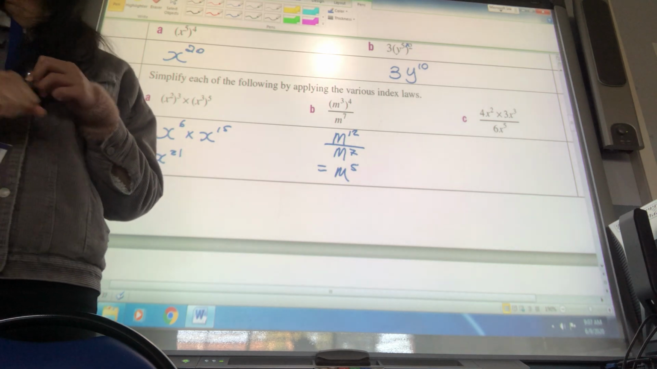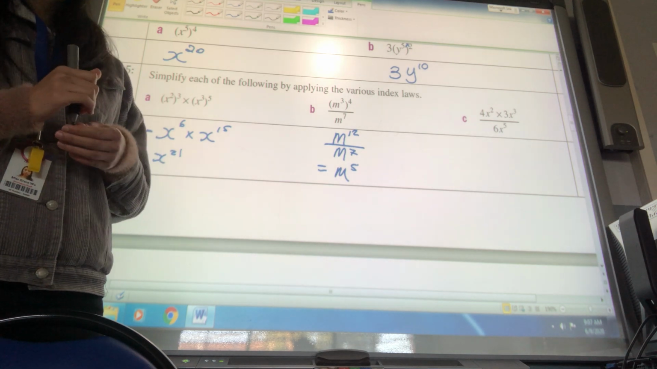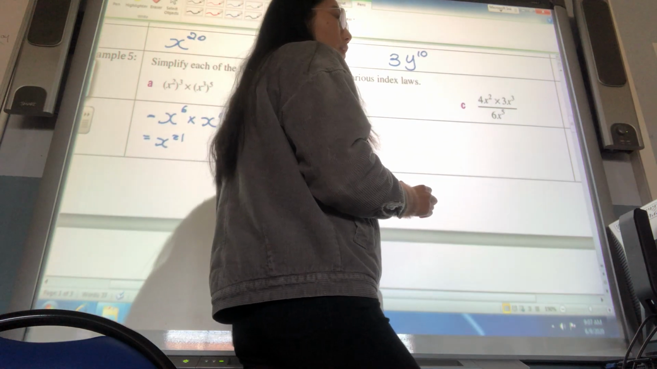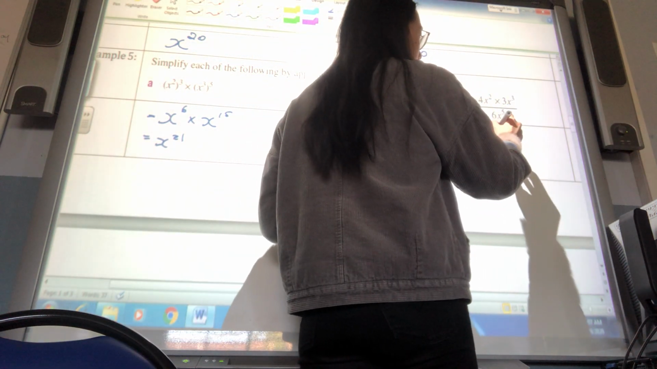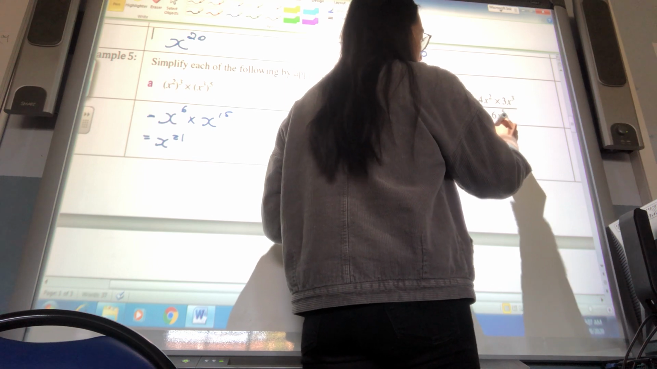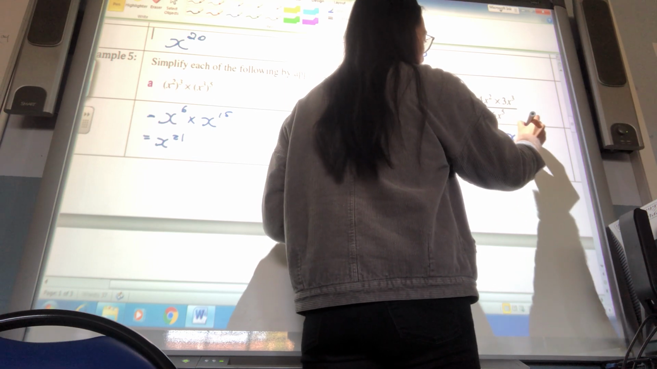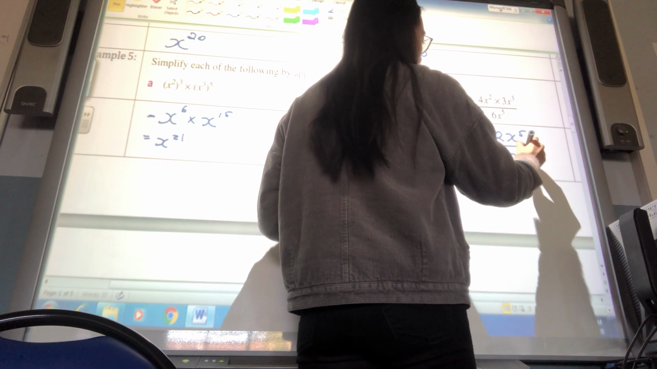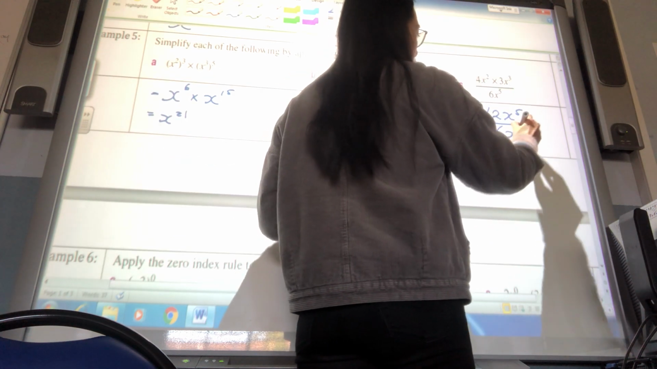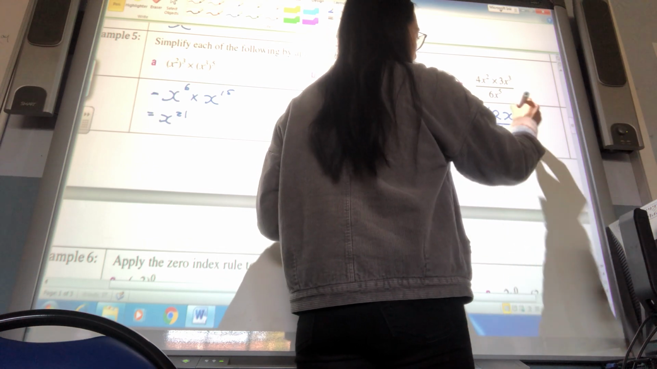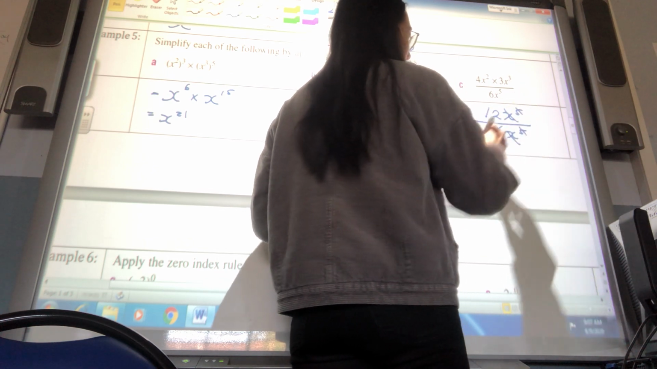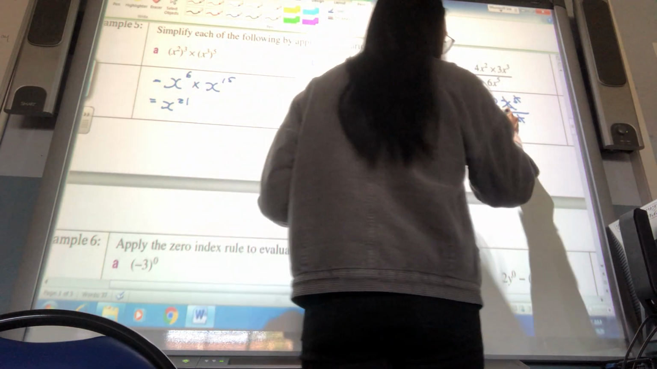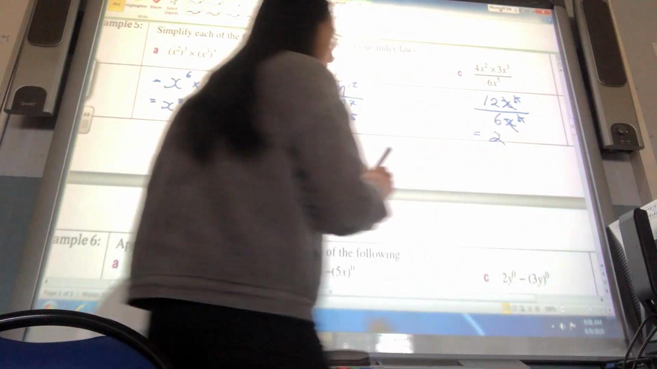Next question, Wasila. So what's the first step? You times the top, and you get 12x to the power of 5 because you plus the power. Yeah, very good. And then on the bottom it's just 6x to the power of 5. And then you cancel x to the power of 5 out for the top and bottom, and then you get 2. Because it's 12 over 6, right? 12 over 6 is just 2.